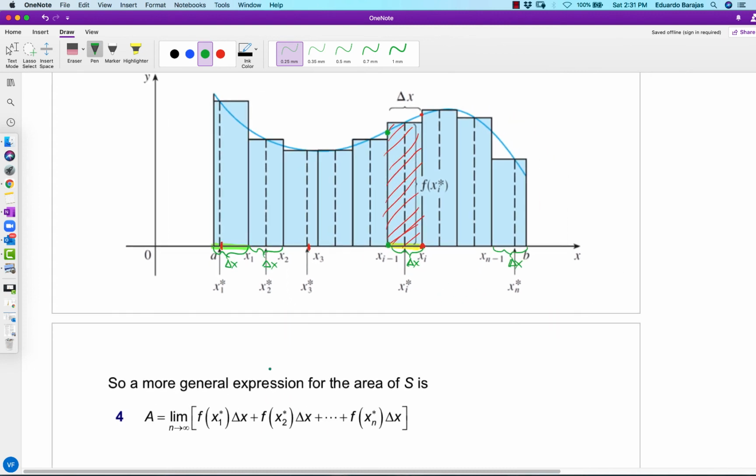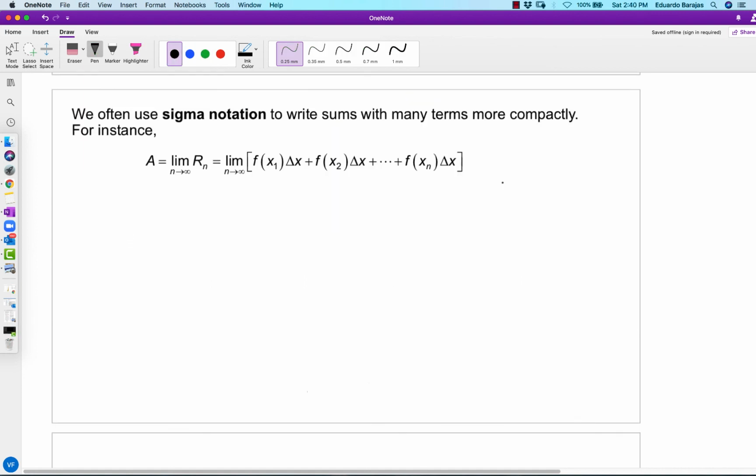So in a situation like that, the area is going to be equal to the limit as n goes to infinity of f of x sub 1 star delta x plus f of x sub 2 star delta x, and so on and so forth, all the way out to the nth rectangle, which is f of x sub n star delta x. Okay, so we often use sigma notation to simplify our equations, so we've got to start getting comfortable with it.